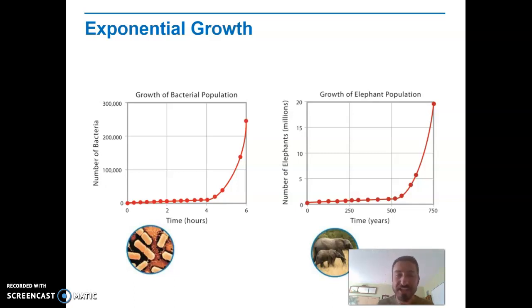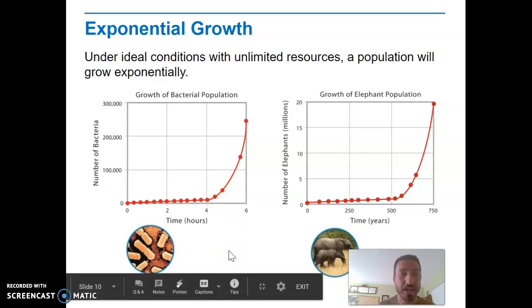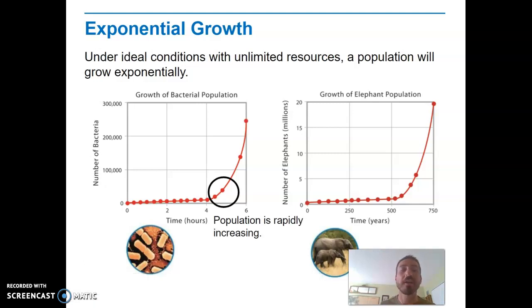I want to point out though that this is not very realistic. Exponential growth is only going to go on for a short term. Imagine the bacteria. They're going to run out of space if you grow them in a petri dish. You can feed them all the food they want, but they're eventually going to run out of space in that limited size petri dish. So there's always going to be a factor that limits how long they can continue growing exponentially. It's only under ideal conditions with unlimited resources, very unrealistic. Only under those conditions can a population grow exponentially.